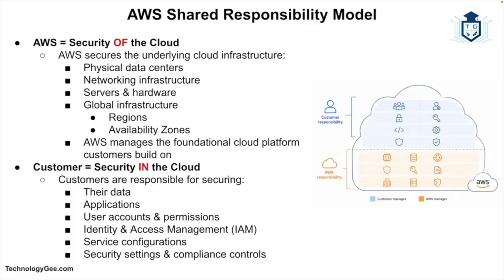So think of it like renting an apartment. The landlord, which is AWS, they secure the building, but you're responsible for locking your front door. And this model is crucial because many beginners assume AWS handles everything, when in fact it does not. And understanding where your responsibility starts is a major part of governance and compliance.